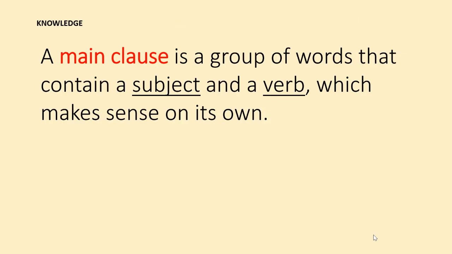Okay, so before we begin, let's just remind ourselves what a main clause is. A main clause is a group of words that contains a subject and a verb which makes sense on its own. I'm going to say that first and then I want you to have a turn. My turn. A main clause is a group of words that contains a subject and verb which makes sense on its own. Your turn.